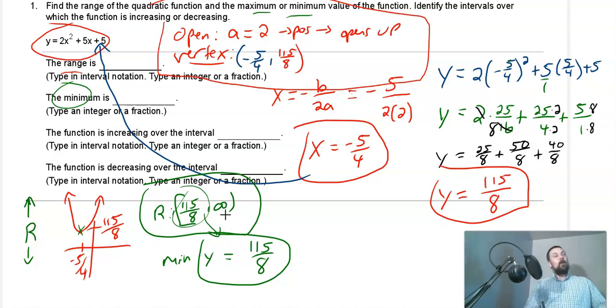One will be infinity or negative infinity. The other one will be a number. That number is the answer for the minimum or maximum value. Where is it increasing? So we want to answer that one first.